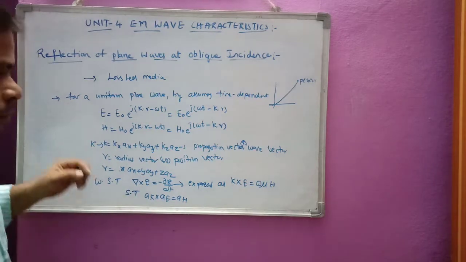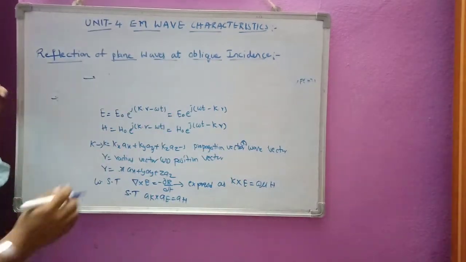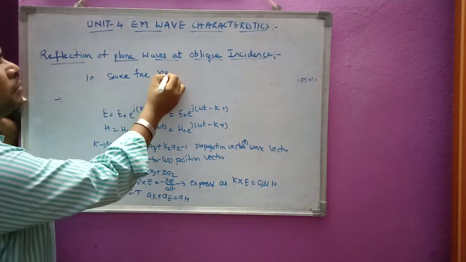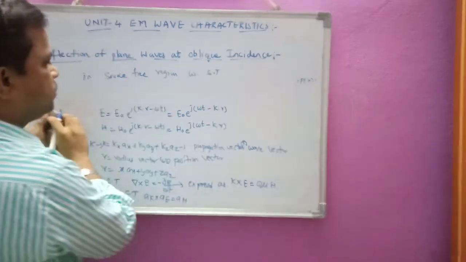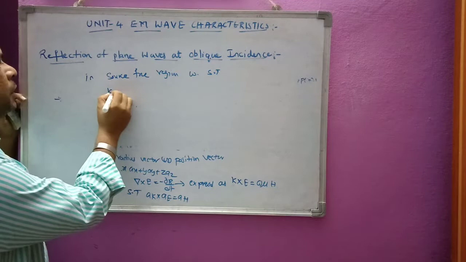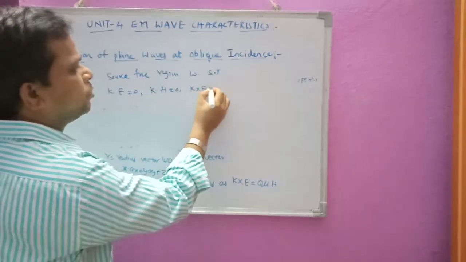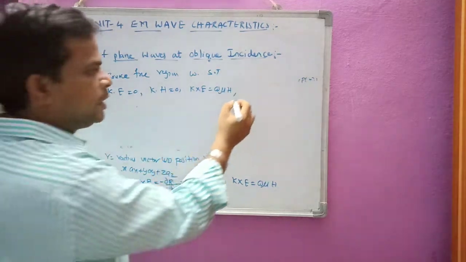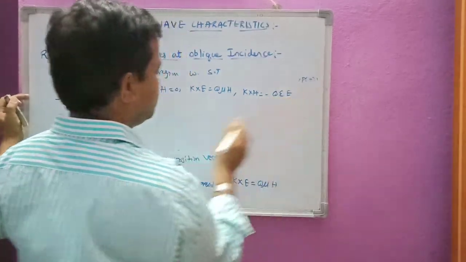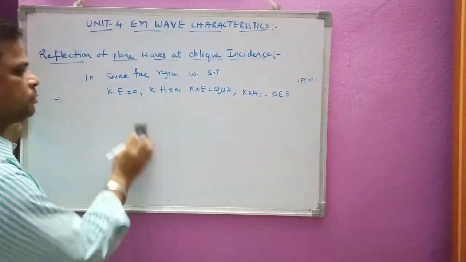These are unit vectors along the propagation direction, along the electric field and the magnetic field here. And similarly, by assuming these two E and H in free space, that is a source free region, we can show that k dot E is equal to 0, k dot H is equal to 0, k cross E is equal to omega mu H, and k cross H is equal to minus omega epsilon E. Now we'll try to show all these, and we'll go to the further derivation of this concept here.